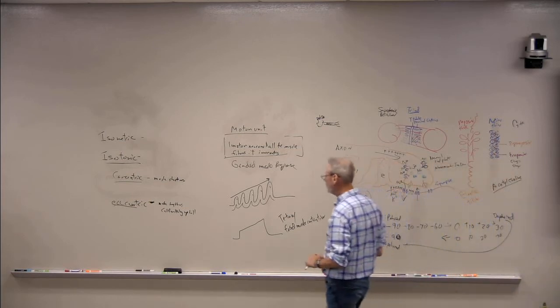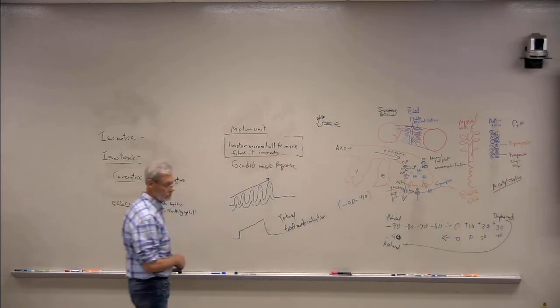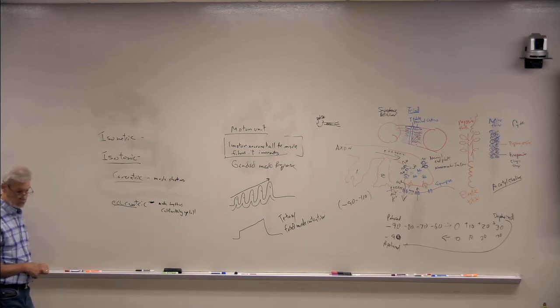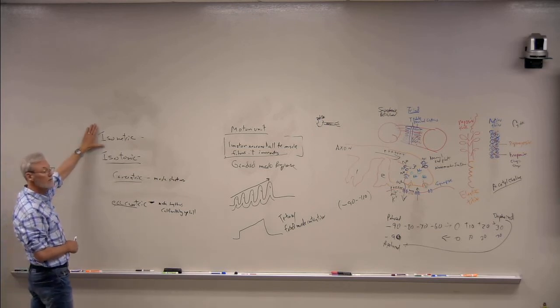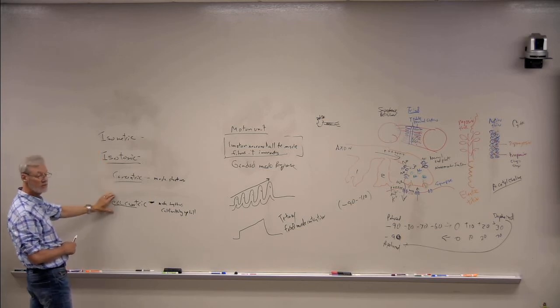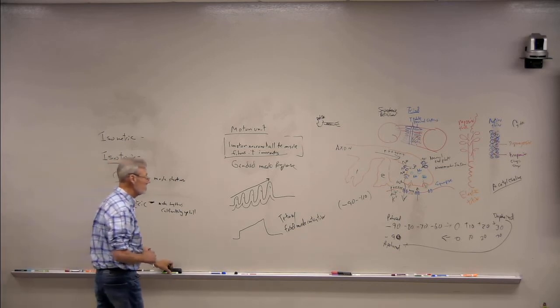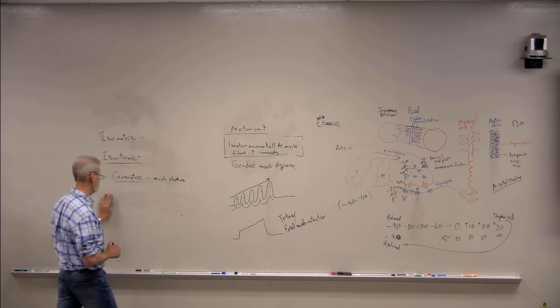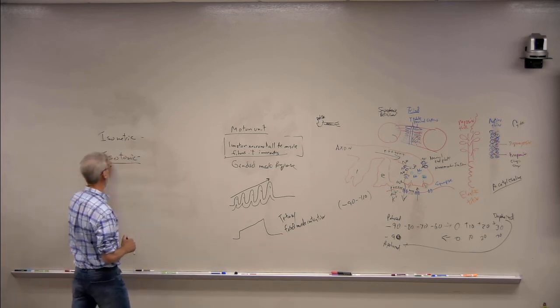Okay. Any questions about what we talked about so far? No? Okay. Again, make sure you get that: isometric versus isotonic, and the two forms of isotonic, concentric or eccentric, because I will ask you questions about the difference. Okay? It's really not that hard if you think about it a little bit.